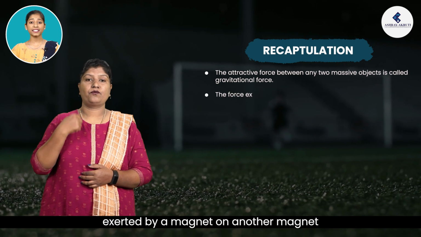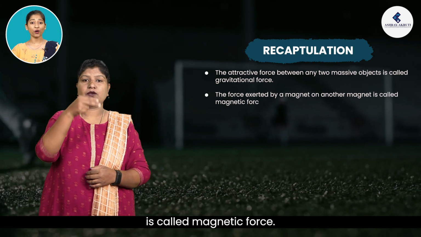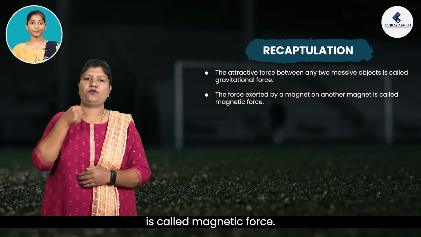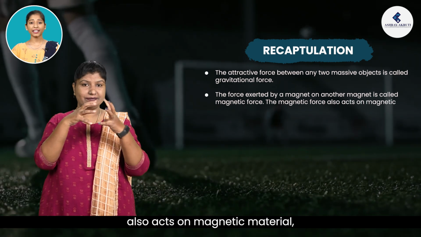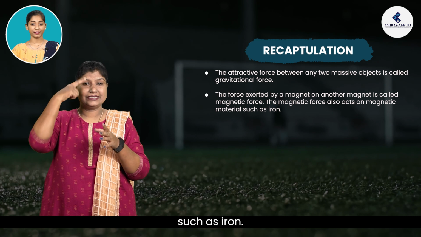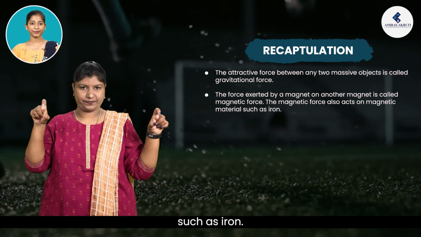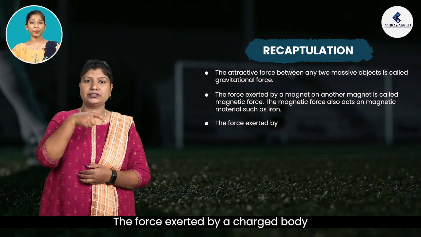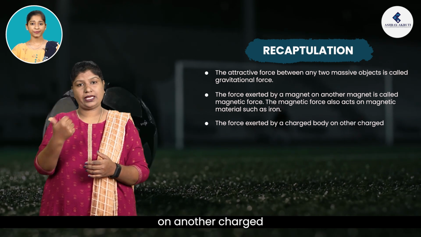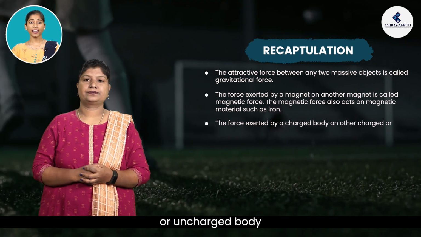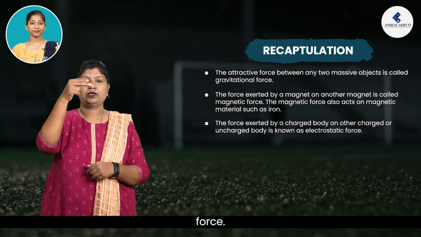The force exerted by a magnet on another magnet is called magnetic force. The magnetic force also acts on magnetic material such as iron. The force exerted by a charged body on another charged or uncharged body is known as electrostatic force.